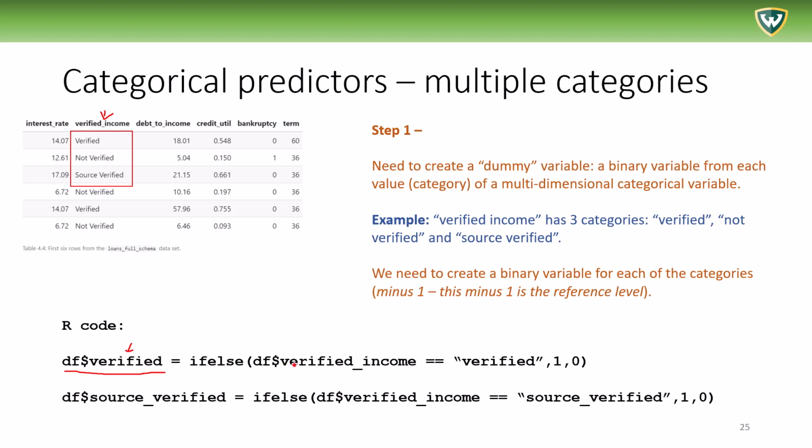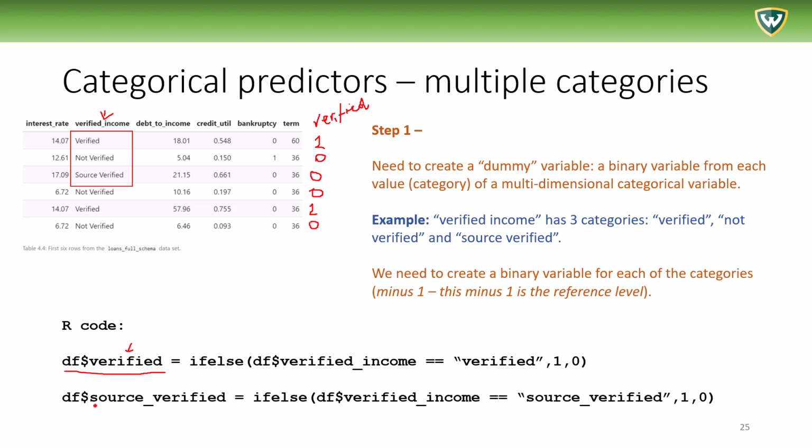If verified income equals verified, then this variable will be 1. If not, it will be 0. This is the basic structure of the if-else function. It's going to check every row. If verified income equals verified, it puts 1, otherwise it puts 0. This is going to be 0, this is going to be 0, this is going to be 1, this is going to be 0. And this is the new variable, verified. I'm using the mouse, so it's very hard to write, but this is a new variable we just created.